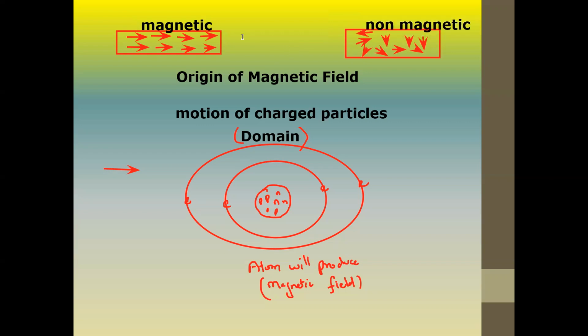So the origin of the magnetic field is the atom. Whenever you have an atom, this atom will be a domain, meaning it will be a magnet. But in some materials these atoms are aligned or arranged, so that material is referred to as a magnetic material. Whereas in some materials the atoms are not arranged or aligned, so we call that a non-magnetic material. Is it clear? The origin of the magnetic field, the start of the magnetic field.